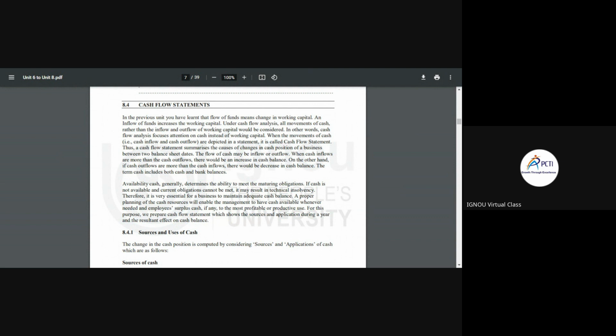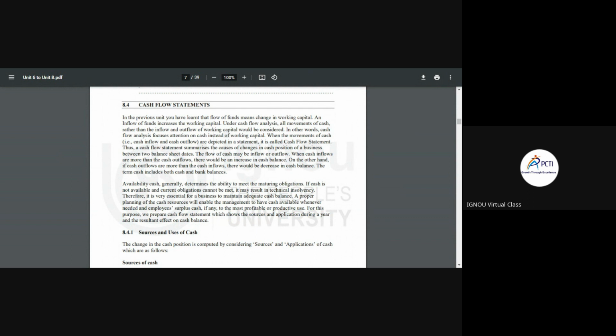So basically, we have a cash flow statement. In this particular case, we have all the inflow or outflow of cash. From all this movement of inflow and outflow, whether the working capital is increasing or decreasing, we make the cash flow statement. Then we summarize all the changes in the cash position of a business, which is in between the two balance sheets.